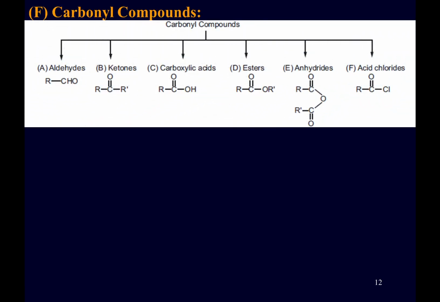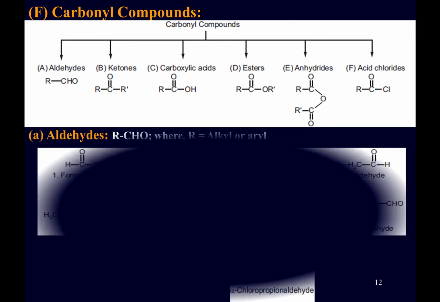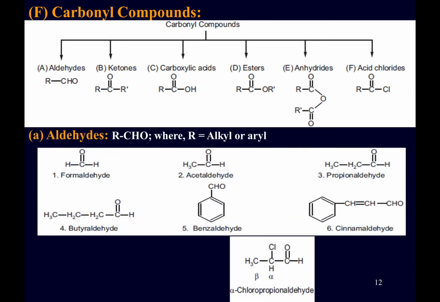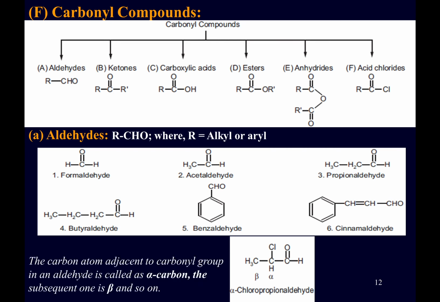You have carbonyl compounds, a very important subclass of carbon, hydrogen, oxygen containing compounds with a diverse range, starting with aldehydes, ketones, carboxylic acids, esters, anhydrides, and acid chlorides. Aldehydes have the functionality CHO. These are the examples, from formaldehyde to benzaldehyde. You can also have substituents on aldehydes, and the carbons adjacent to the aldehyde functionality are designated as alpha, beta, gamma, and so on.